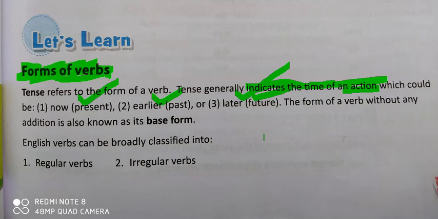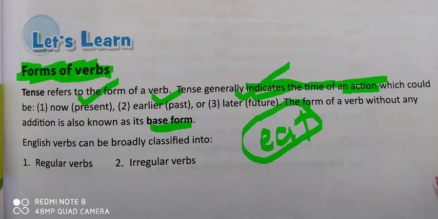The verb without any changes to it, we call its base form, like that eat which I was telling you about. See, eat changed its form several times to tell tense, but eat itself is the fundamental form, the base form. The form of the verb without any changes in tense, we call the base form. Now, English verbs are classified into two types, regular verbs and irregular verbs.